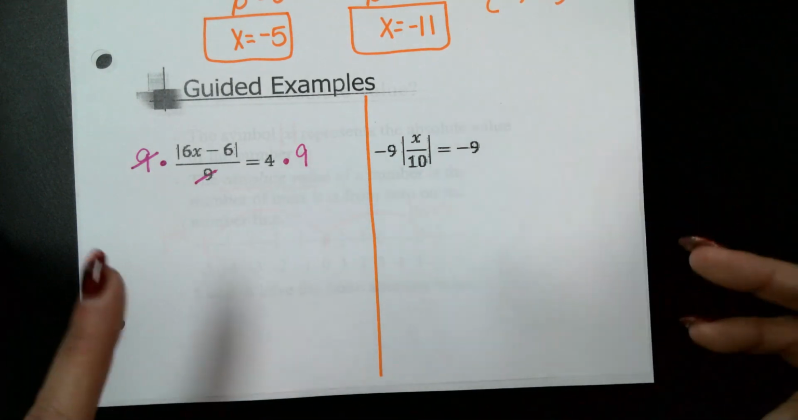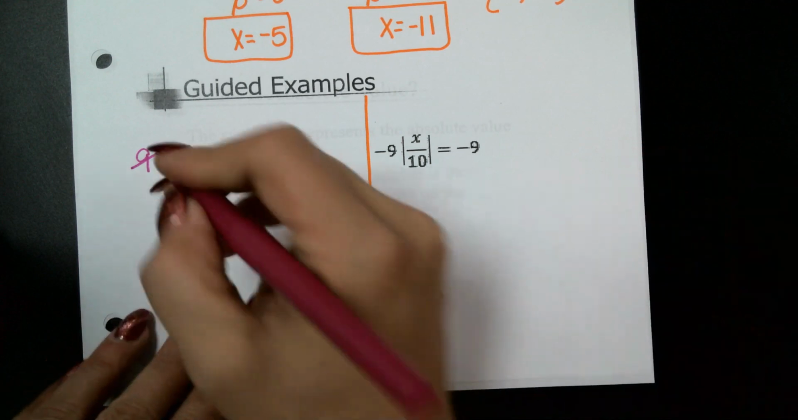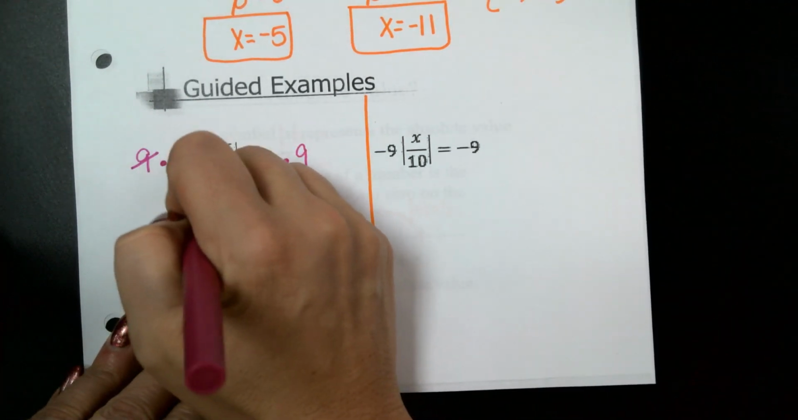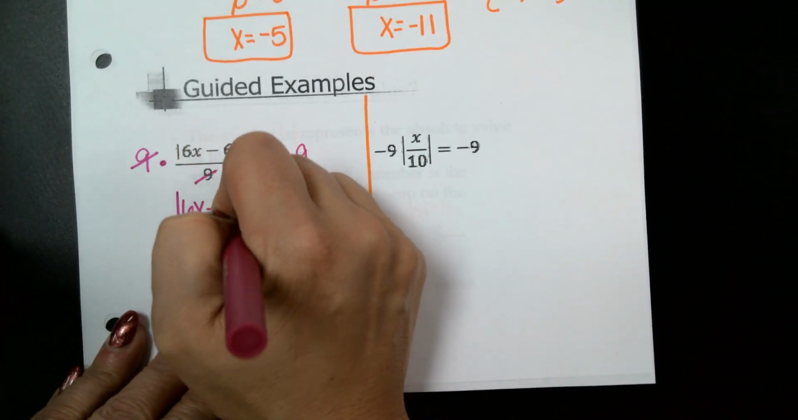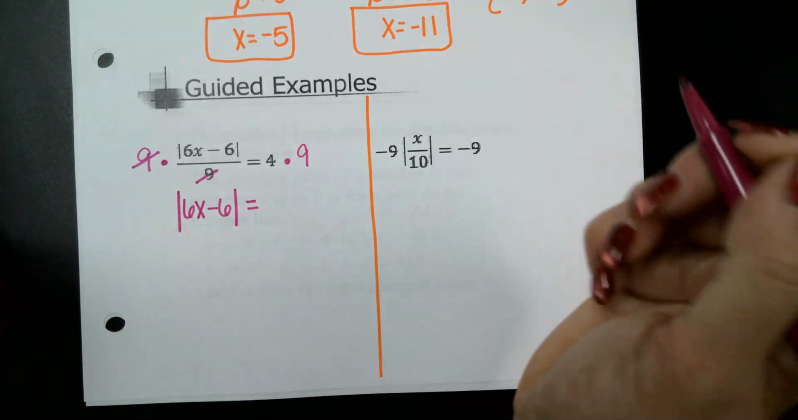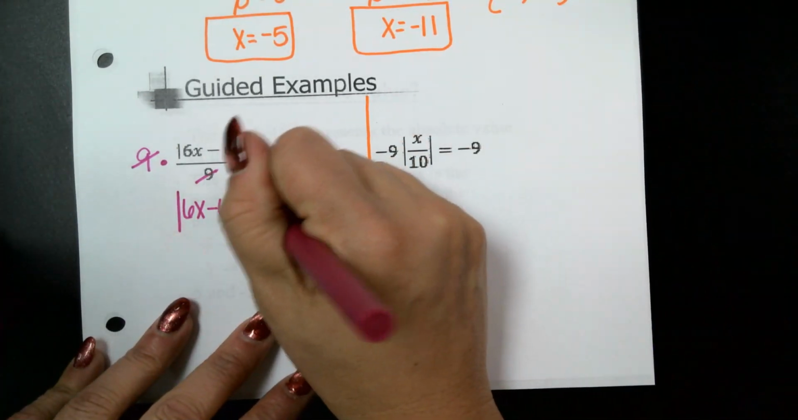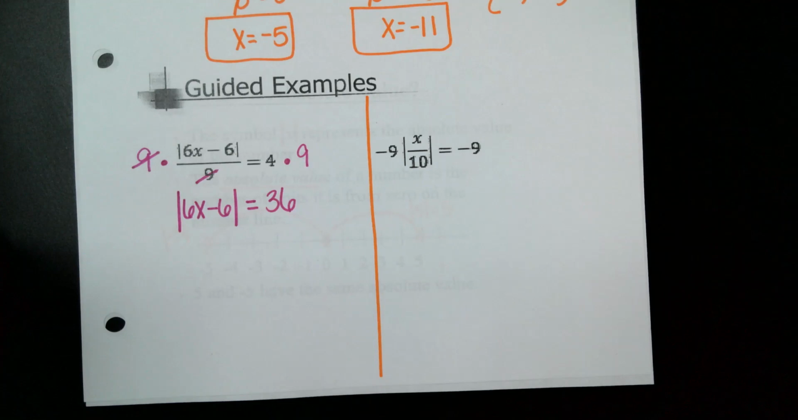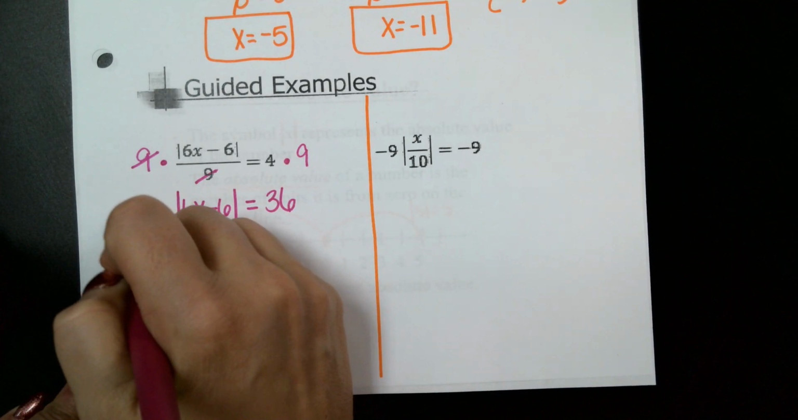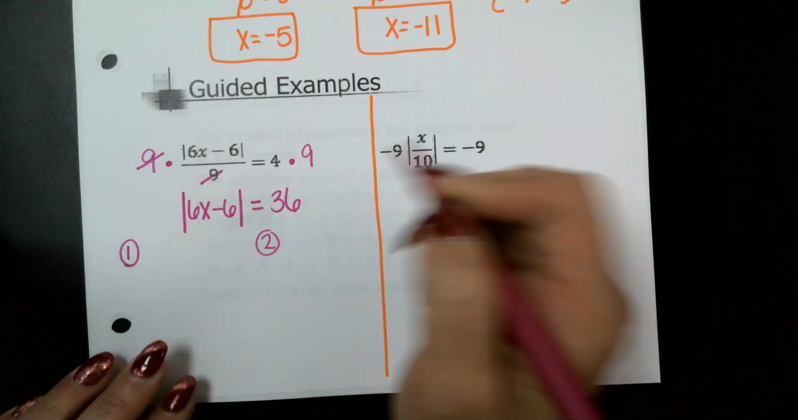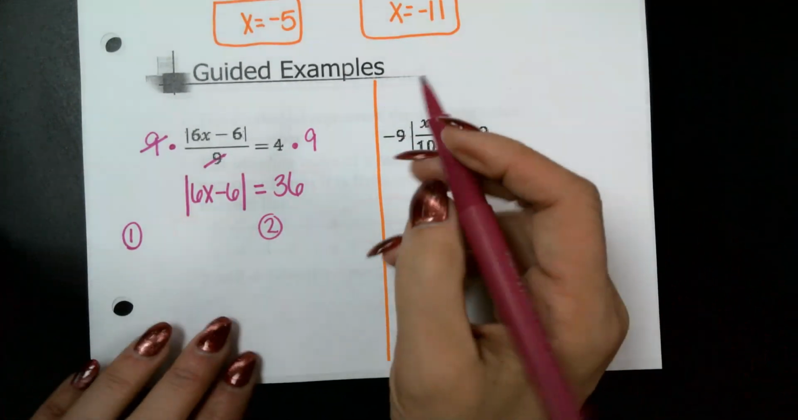Are my bars gone yet? No. So we're just going to bring down the absolute value of 6x minus 6 equals, and then what's 4 times 9? 36. Now are the bars isolated? Now we can break it apart, right? We can write our two equations. Here's one equation, here will be my other one. What's my first equation going to say?